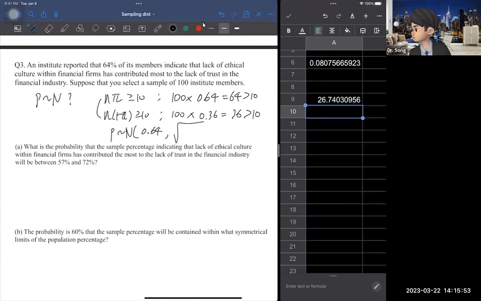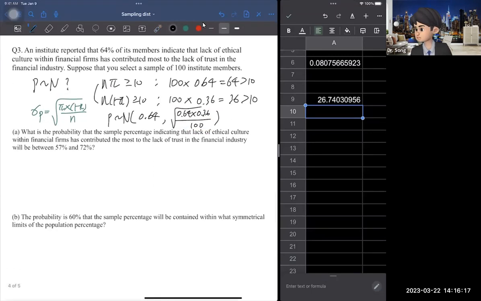0.64 times 0.36 over the sample size. Again, here the standard error, sigma of P, is the same as square root of pi times 1 minus pi over N. So that's why I have the square root of 0.64 times 0.36 over 100. Okay, then it becomes clear.